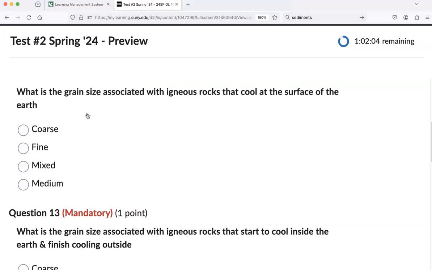Grain size associated with igneous rocks that cool at the surface. Those are those fine ones, the small ones. They cool very quickly. They don't have an opportunity to get very big. To go back to that head of lettuce or cabbage that we talked about for cobbles, think about if you just stopped its growth after 1 week versus if you let it grow for, say, a month. That cabbage is going to get a lot bigger.